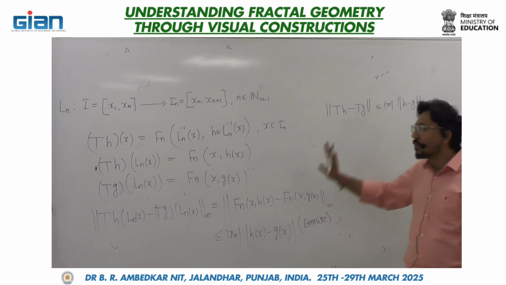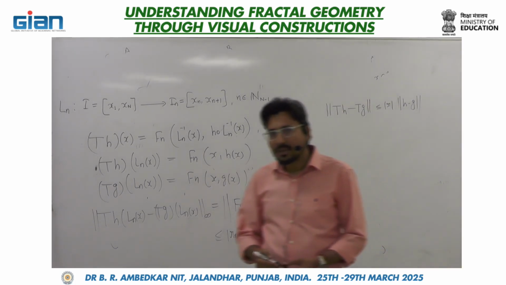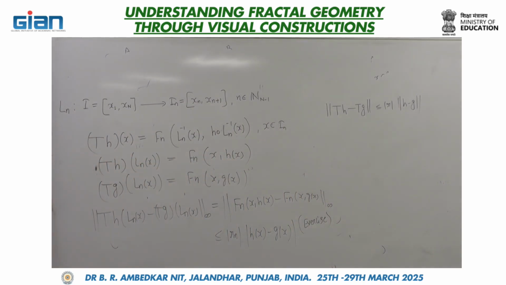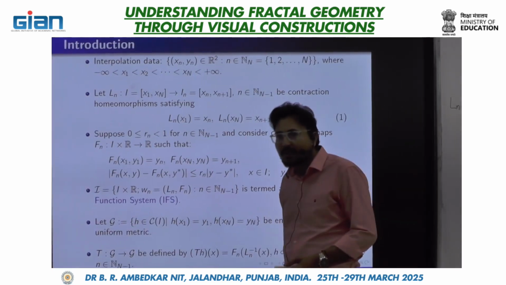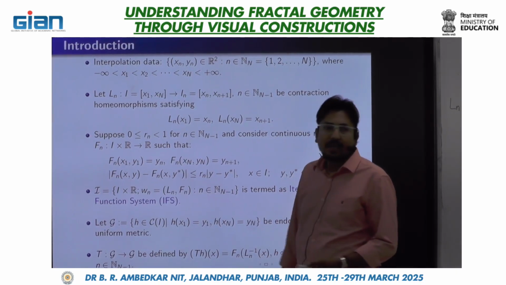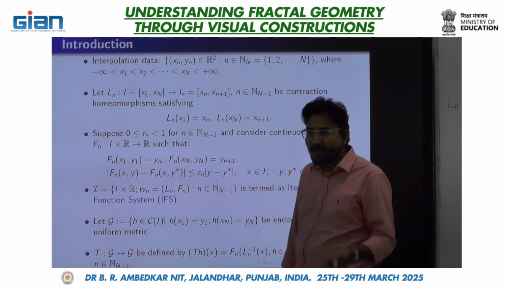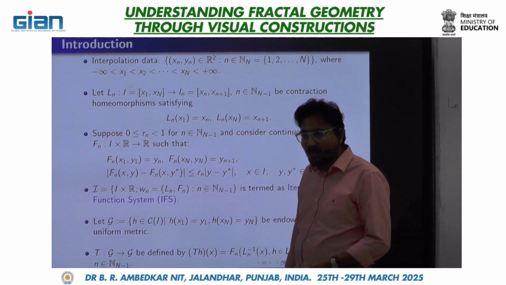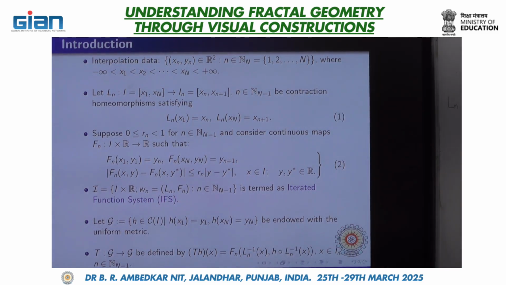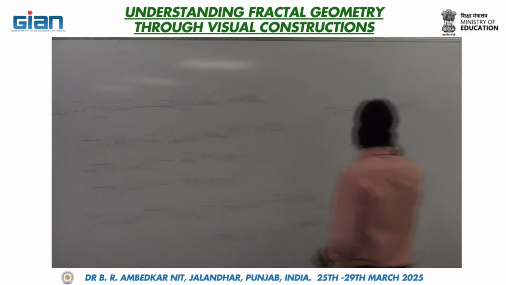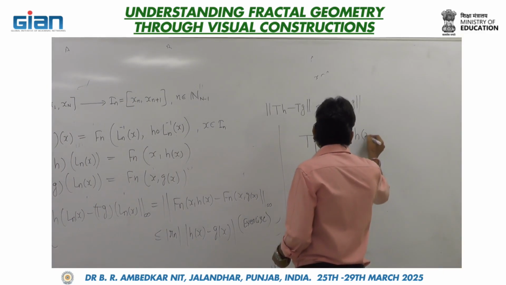Okay, so you got that T is a contraction mapping, and your script G is a complete metric space. You can easily prove that script G is a complete metric space, and you are defining a mapping T from a complete metric space to a complete metric space, and T is also a contraction mapping. So by the Banach fixed point theorem, T will have a unique fixed point. So this equation Th of x will be what? h of x.